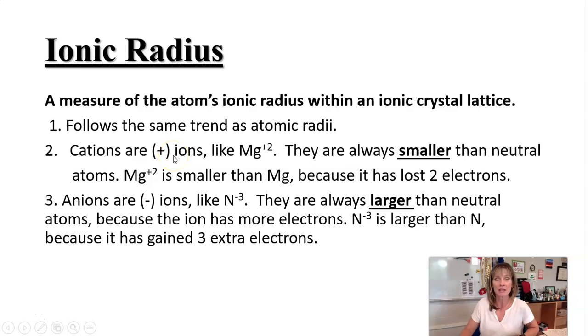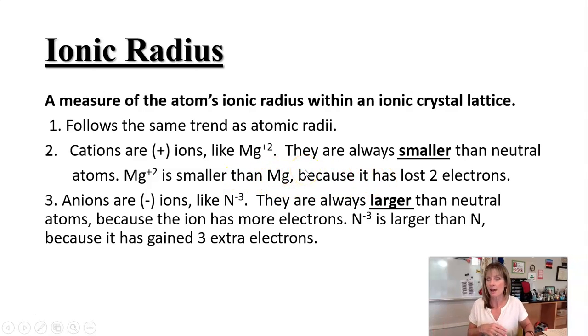So that means it would be a metal, like magnesium. Magnesium with a +2 charge means that magnesium has lost 2 electrons. If it loses 2 electrons, that means it's going to be smaller than its parent magnesium atom. Okay? They're always smaller. Cations are always smaller than the neutral atoms. Magnesium +2 is smaller than magnesium because it's lost 2 electrons.